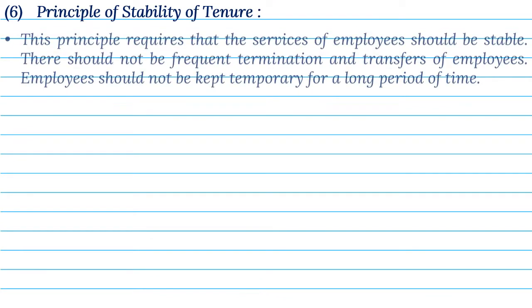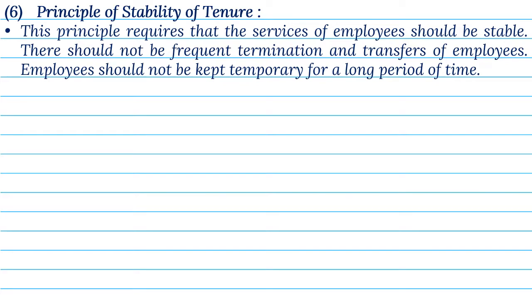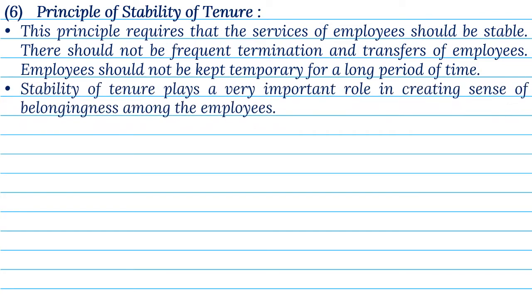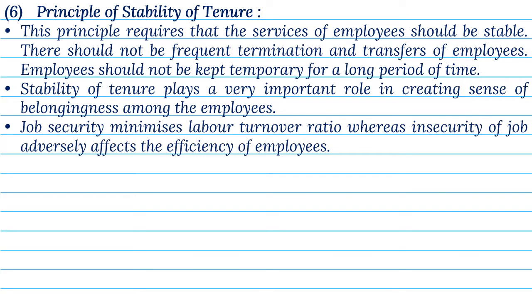6. Principle of stability of tenure. This principle requires that the services of employees should be stable. There should not be frequent termination and transfers of employees. Employees should not be kept temporary for a long period of time. Stability of tenure plays a very important role in creating a sense of belongingness among the employees. Job security minimizes labor turnover ratio, whereas insecurity of job adversely affects the efficiency of employees.